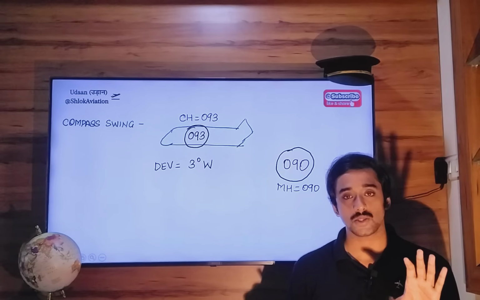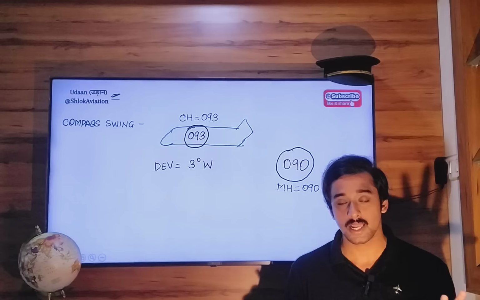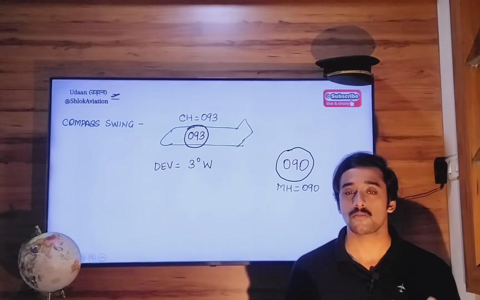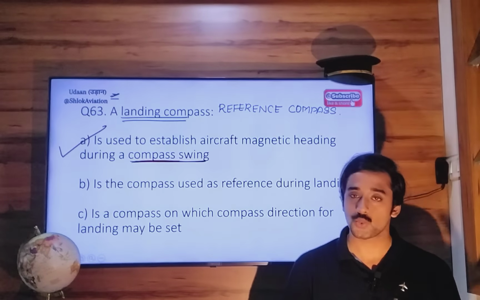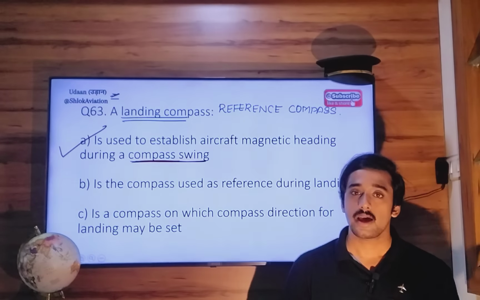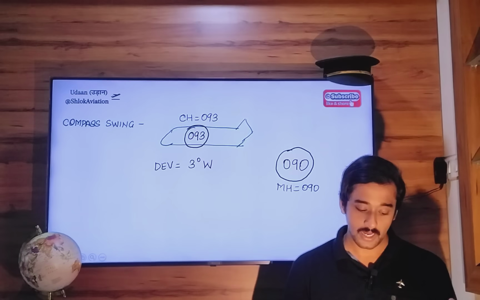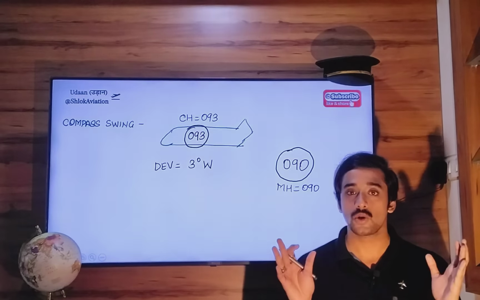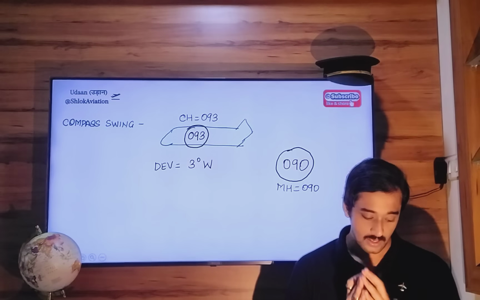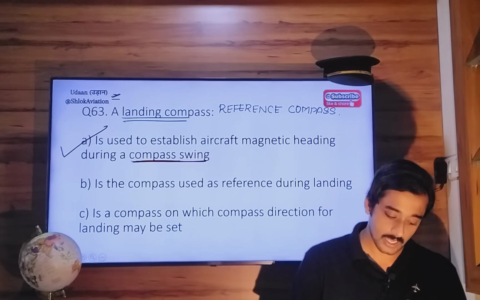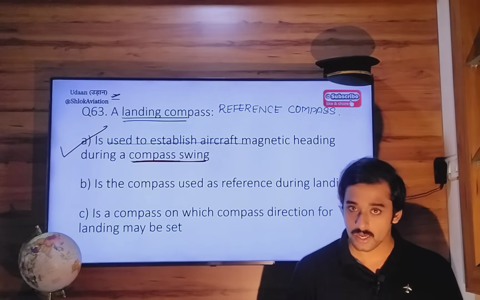the difference between the heading shown by the reference compass, the landing compass, and the heading shown by the aircraft compass. And then they will do the compass swinging process. Through that compass swinging process, they will try to bring this difference between them to a close, or to close that difference as much as possible. So the correct answer here is option A, is used to establish aircraft magnetic heading during a compass swing.